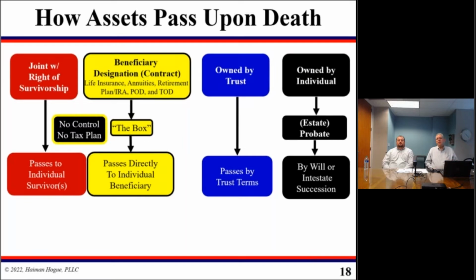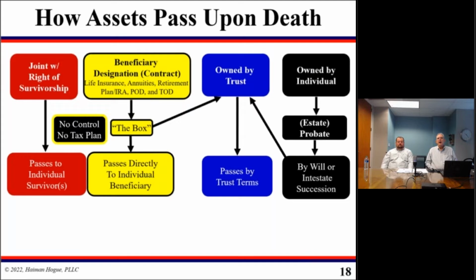Now, if we've done a trust-based plan, we still have a will. It's called a pour-over will, and it pours assets to the trust so that the trust terms control the distribution. Now let's go back to the box. You can name the trust in the box as a beneficiary or TOD. We don't recommend the TOD for reasons I'll show you in a minute, but that allows the trust to control the distribution of those assets.